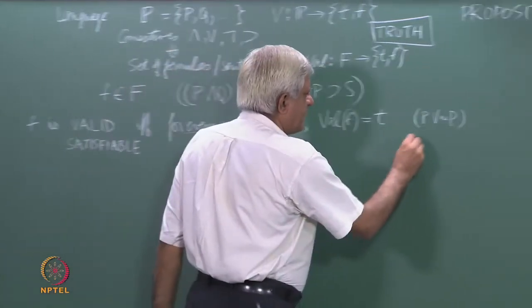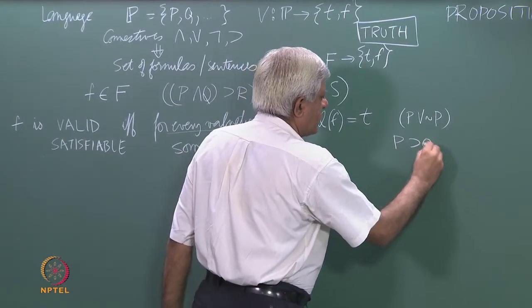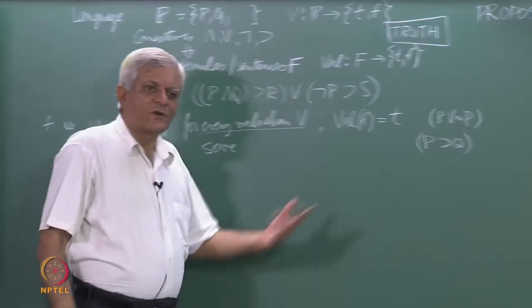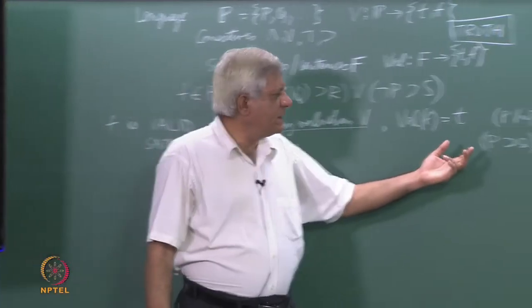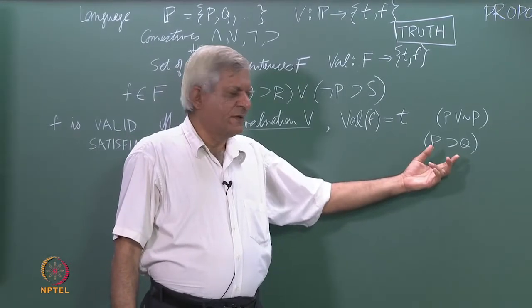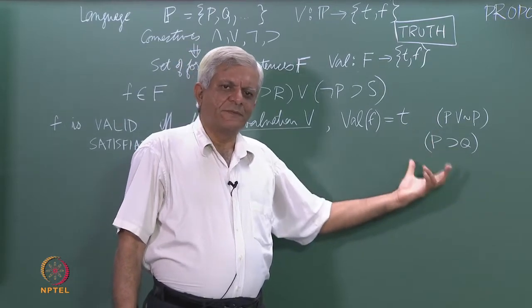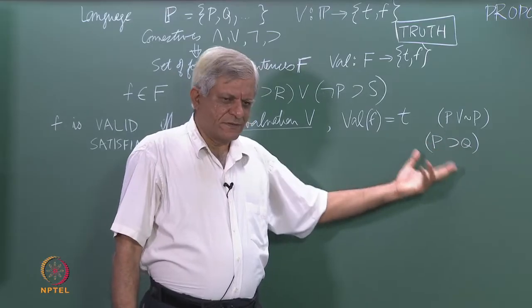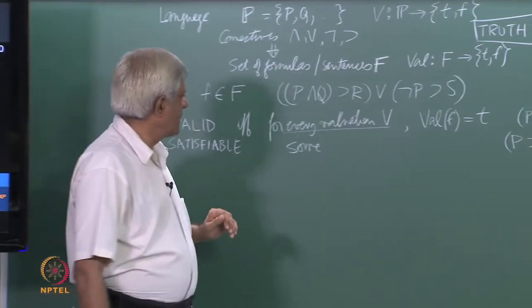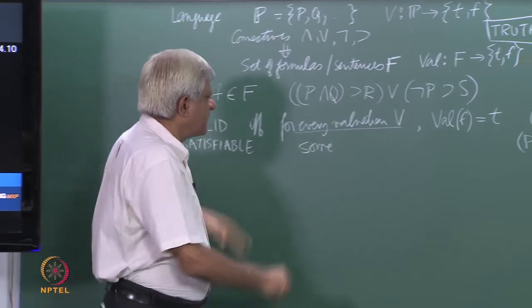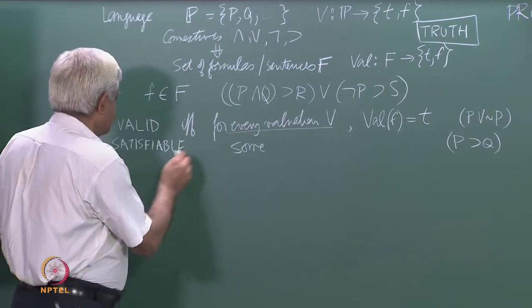For example, I might say P implies Q, one simple sentence, not always true. For example, if P were true and Q were false, this is false, but I can find valuations for P and Q which will make this true. In fact, there are 3 valuations which will make this true. Such sentences are also sometimes called contingent sentences.